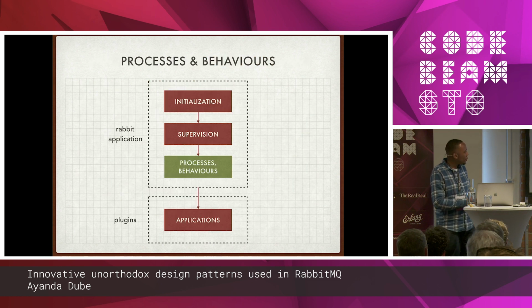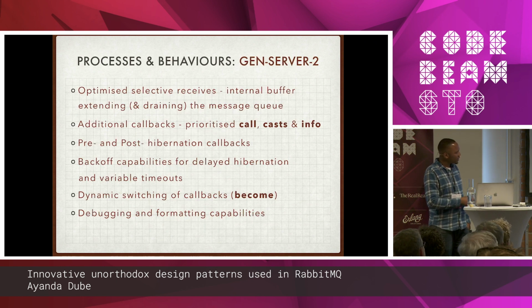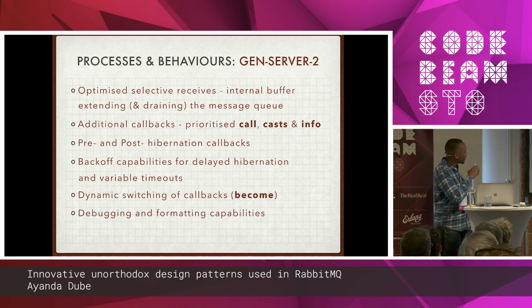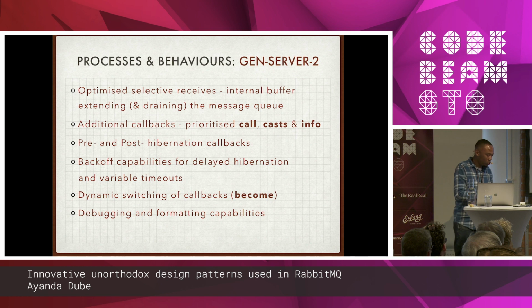And then some processes and behaviors we find in Rabbit. The GenServer 2 module, process implementation, has an internal buffer which extends the default message queue of your process. So what happens is if messages are received by the process, they'll be drained into that buffer, and then they'll be forwarded to the callback functions in your own implementation.